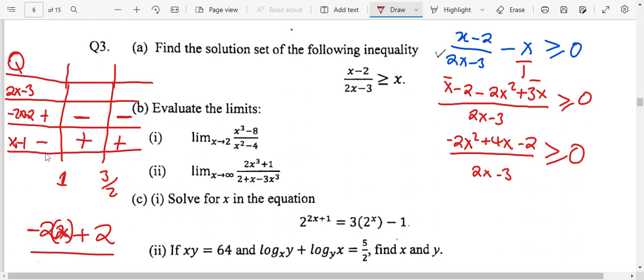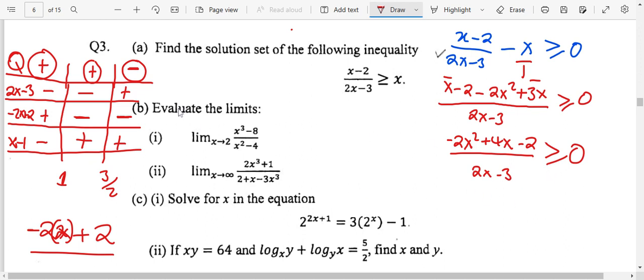When we equated 2x minus 3 to 0, we found 3 over 2. Let me use anything that is less than 3 over 2, like a 0. A 0 is the simplest. I put there. It will be negative, meaning that immediately I cross 3 over 2, it becomes positive. So negative, positive, negative, that is positive. Positive, negative, negative, that is also positive. Positive, negative, positive, that is a negative.